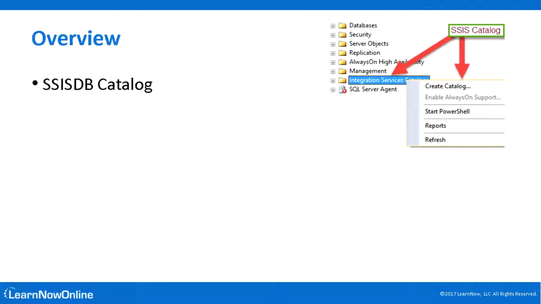The SSIS DB catalog is a container. It is now available for SSIS packages as well as projects. This is an initial setup that is needed. Then everything else depends on the project and packages that are deployed. The catalog is a database. Its name is going to be SSISDB, and you cannot change that name.